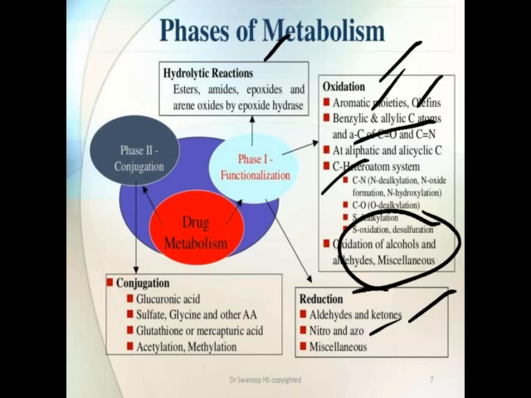So phase 1 has the hydrolysis reaction, oxidation reaction and reduction. These are the three main important reactions by which the compounds or drugs are converted into metabolites having the polar group.